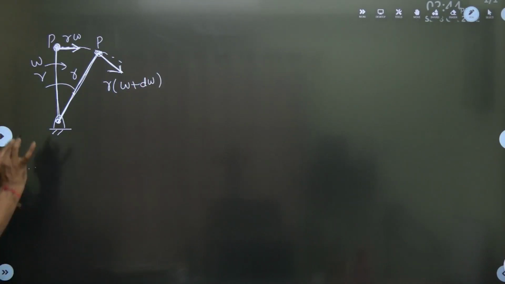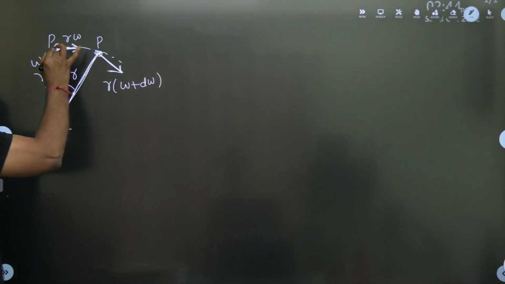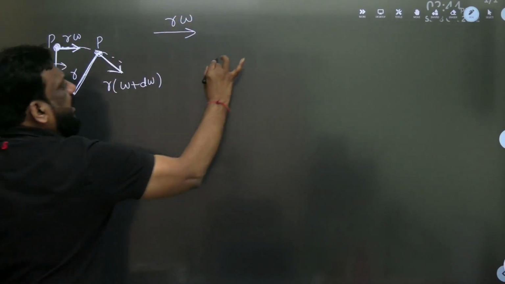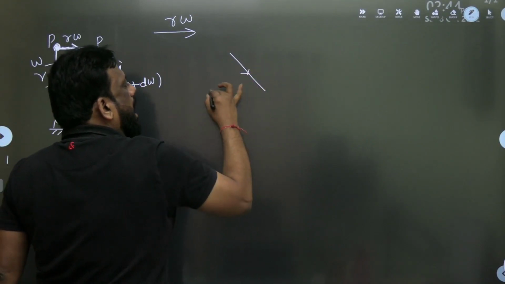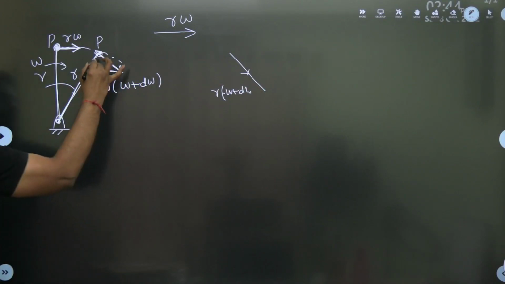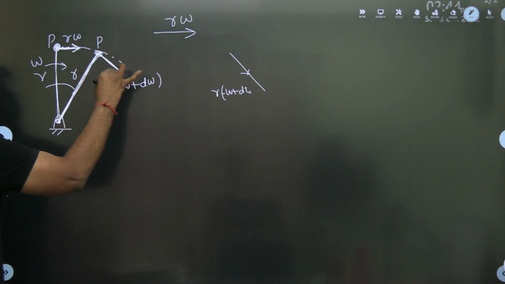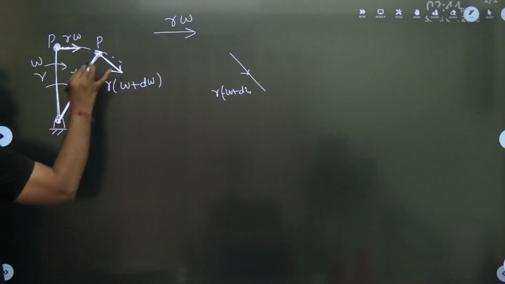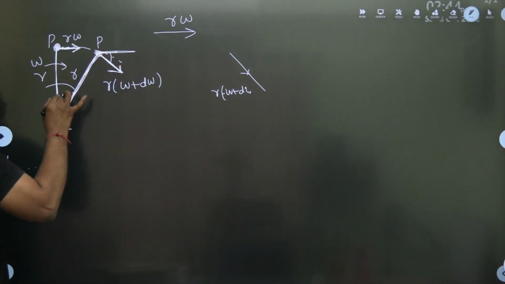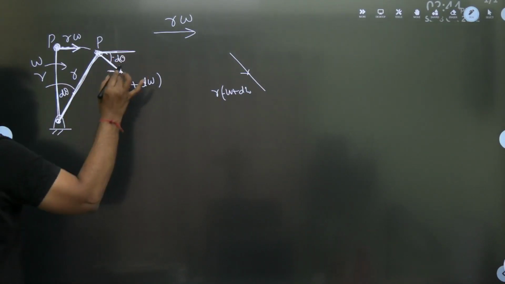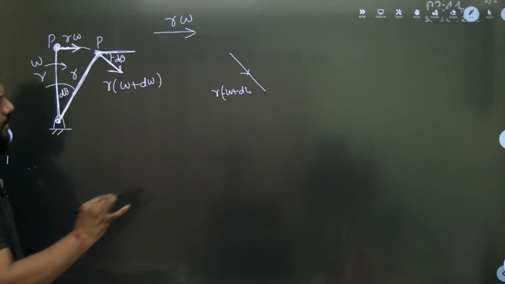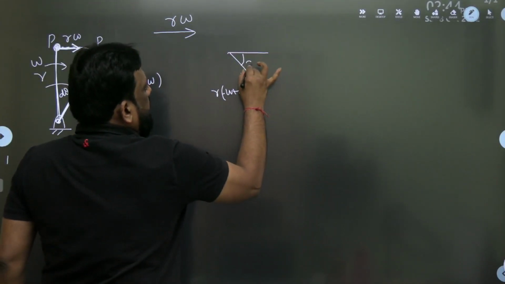Excellent. Now, my dear students, understand carefully. This is the initial point velocity, that is r omega, and the final velocity is like this, r into omega plus d omega. To this line, this is perpendicular, and to the vertical, the horizontal is perpendicular. So if you turn this by 90 degrees, you will get the same angle. If this angle is d theta, this will also be d theta.